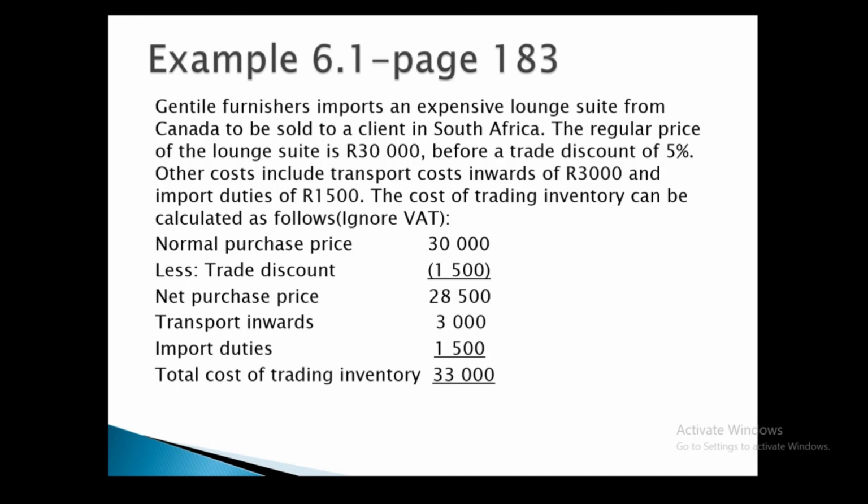Then you need to include the transport cost. Transport inwards was 3,000, so you'd add that. Import duties of 1,500, you'd need to add that as well, because these expenses were necessary in bringing the inventory to your store. So it must be included in the cost of inventory. So the total cost of your trading inventory is now 33,000 Rand.